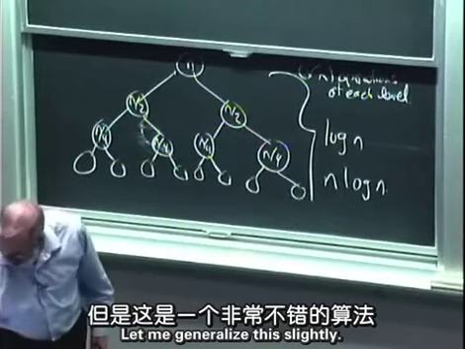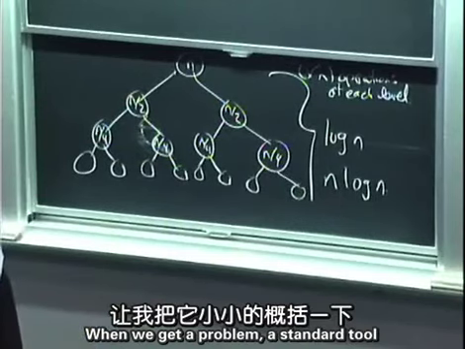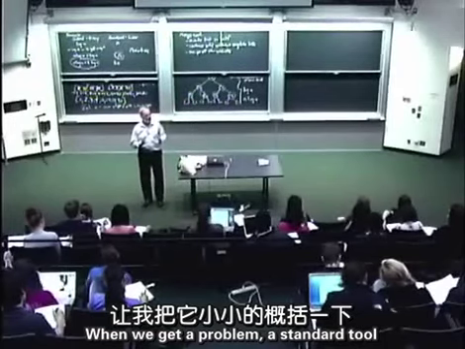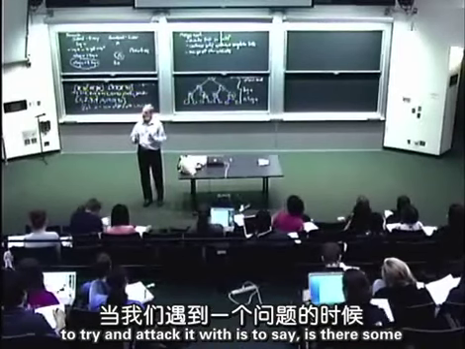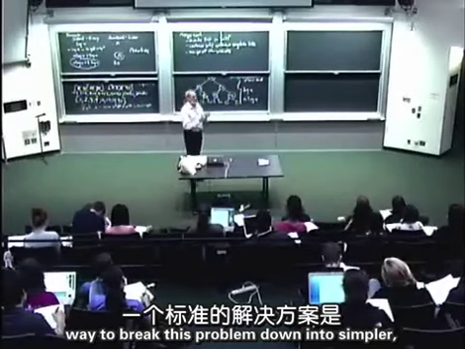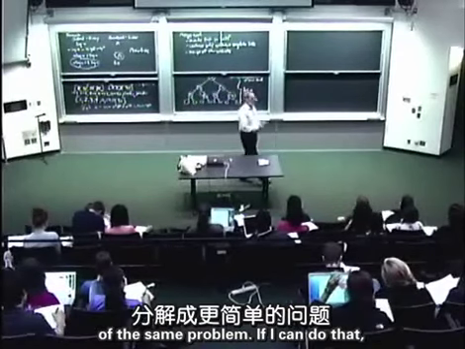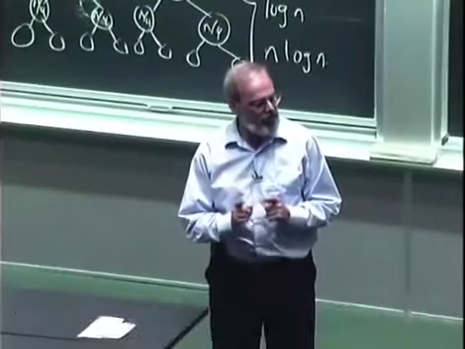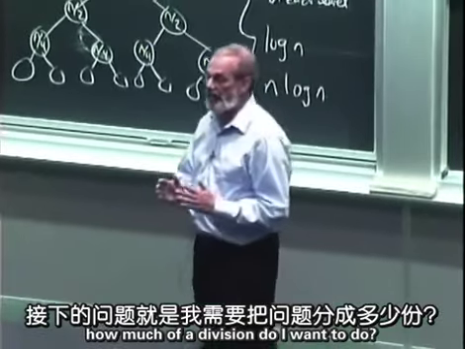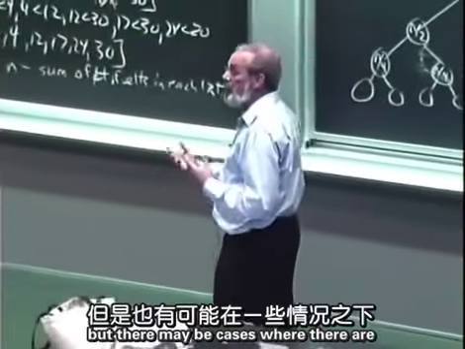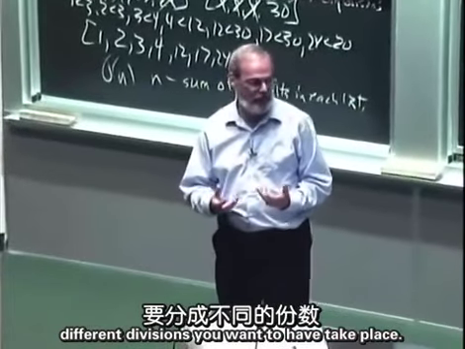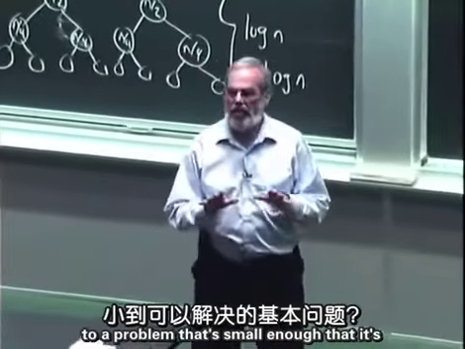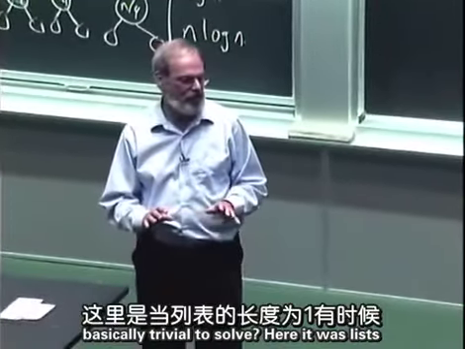All right, let me generalize this slightly. When we get a problem, a standard tool to try and attack it with is to say, is there some way to break this problem down into simpler, or I shouldn't say simpler, smaller versions of the same problem? If I can do that, it's a good candidate for divide and conquer. And then the things I have to ask is, how much of a division do I want to do? The obvious one's to divide it in half, but there may be cases where there are different divisions you want to have take place. And the second question I want to ask is, what's the base case? When do I get down to a problem small enough that it's basically trivial to solve?